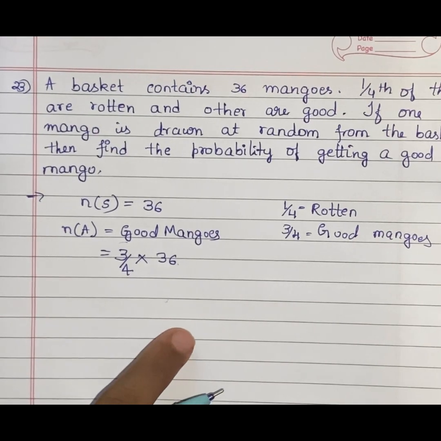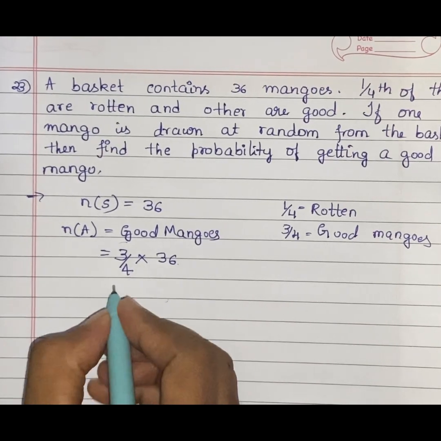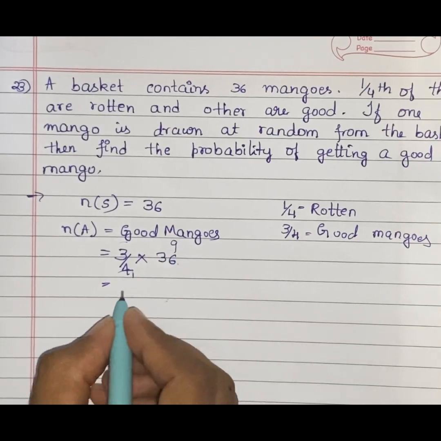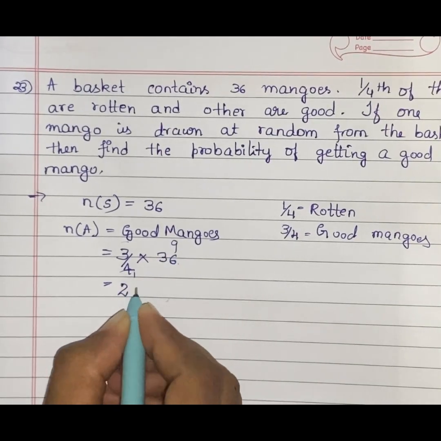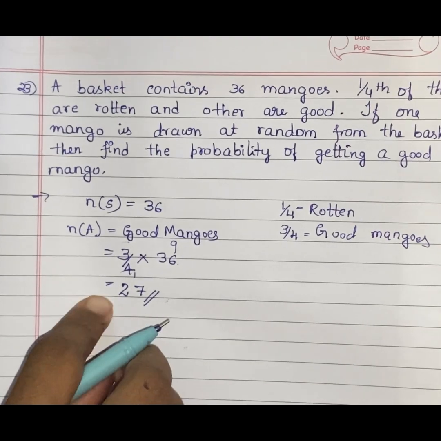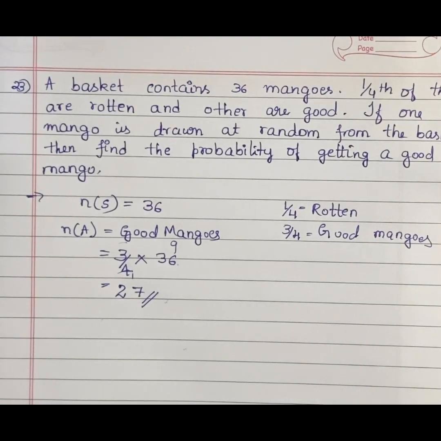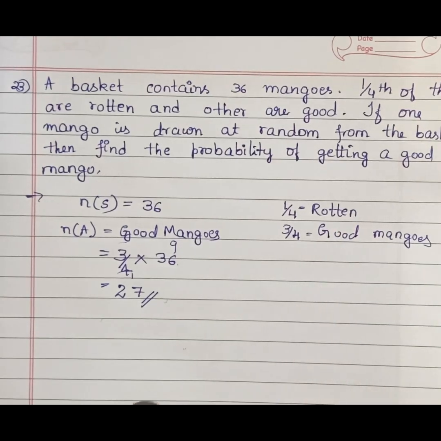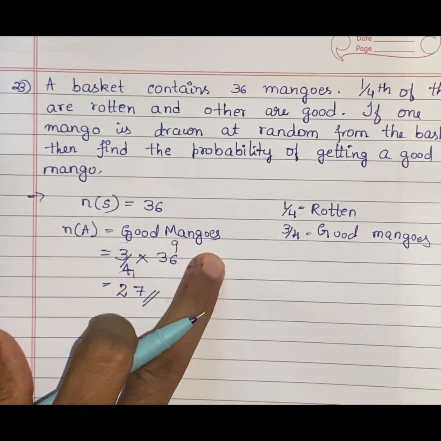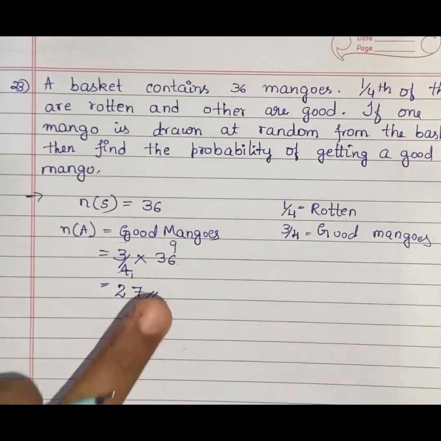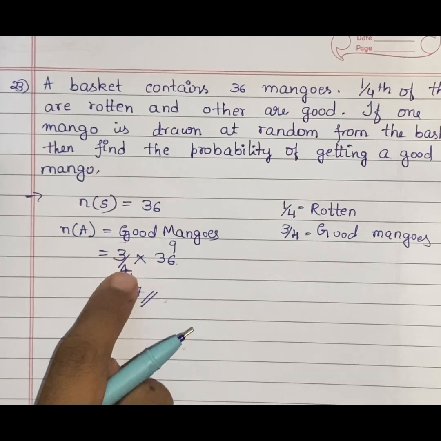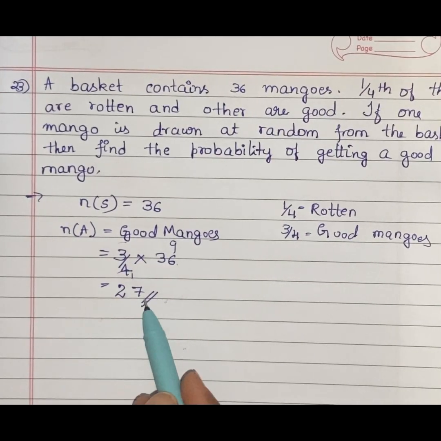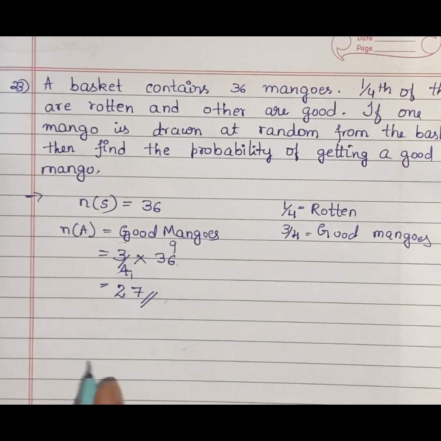So this is the overall probability. So now 9 3s are, so 27 is good mangoes. Okay, so out of 36, 1 by 4 is rotten. That means how many are good mangoes? 27 are good mangoes. So 3 by 4th of 36 is nothing but 27. Now we know how many are good mangoes.